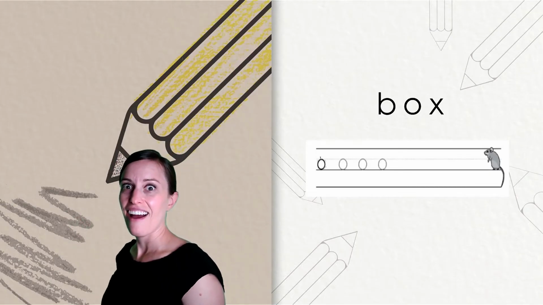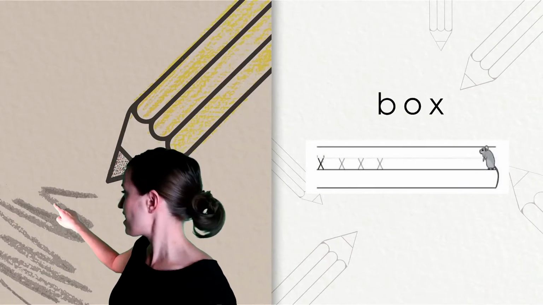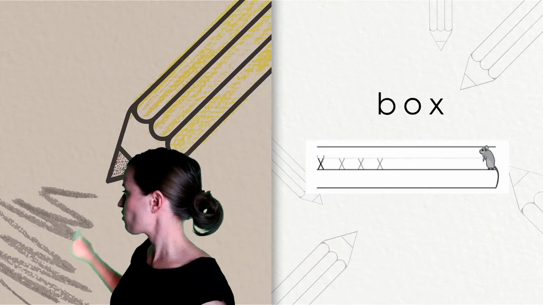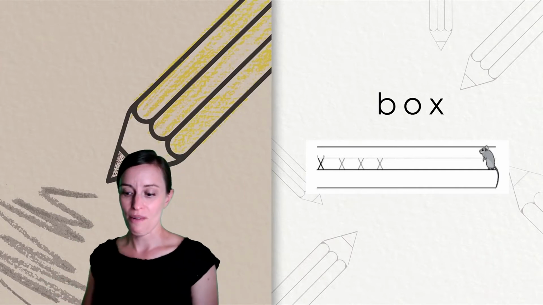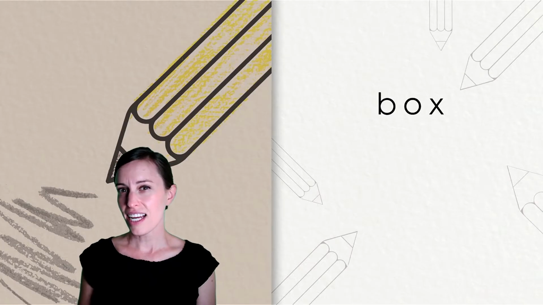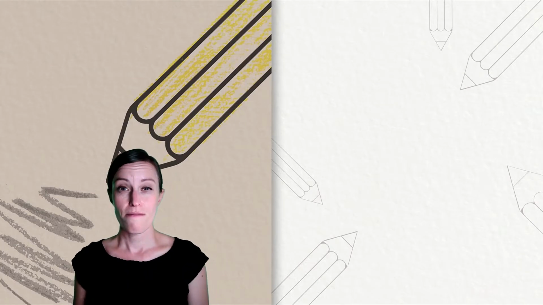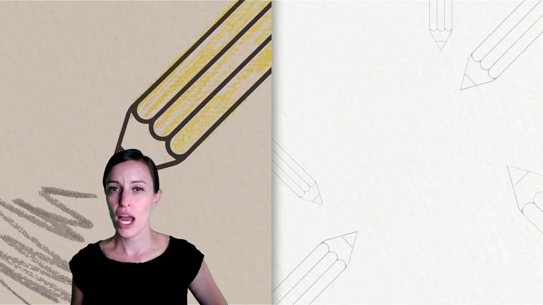And finally, a lowercase x. Start at that middle line, slant down, and cross. Great work with the word box. Let's take a look at another word that is very similar. This word is bop. Tap it out with me.